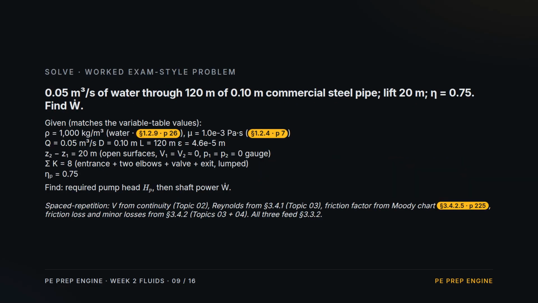Worked, exam-style problem. Water flows at 0.05 of a cubic meter per second through 120 meters of commercial steel pipe. 10 centimeters diameter, roughness 46 microns. The pump lifts at 20 meters between 2 open reservoirs. Sum of minor loss K factors is 8. Pump efficiency is 0.75. Find the required pump head and the shaft power, filling the table top down.